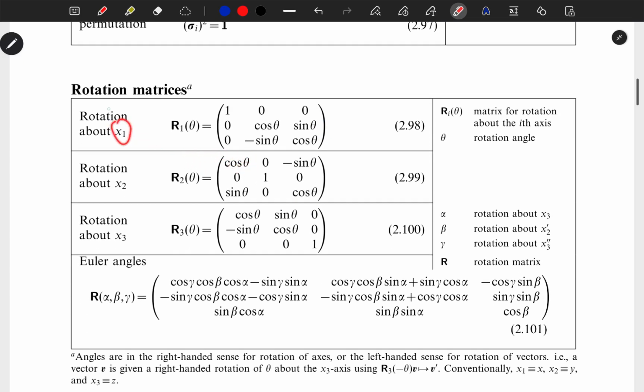Rotation matrix: rotation about the x-axis will be 1 0 0, 0 cos theta sin theta, 0 minus sin theta cos theta. Rotation about the y-axis: this y-axis term will be 0 1 0, other terms will be cos theta 0 sin theta, 0 minus sin theta 0 cos theta, like that. About the z-axis, this term will be 0, so cos theta sin theta, minus sin theta cos theta. So after 1, the first term will be cos, second term will be sin. Here also after 0, first term will be cos, second term here will be sin theta.